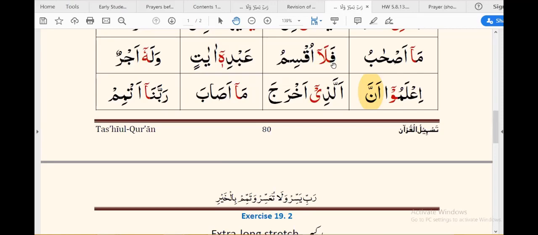Let's carry on. Over here, fa. Then you have a lam with a fatha followed by an alif madda and also a madda saghir on it. So, la. Joining the alif to the qaf, uq. Simu. Fala uqsimu. Fala uqsimu. Perfect. Excellent. Well done.